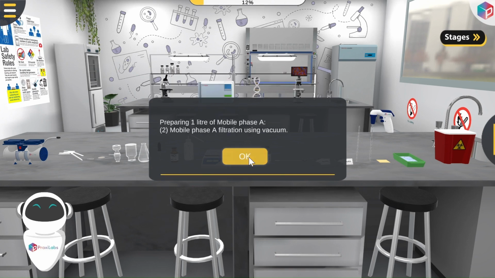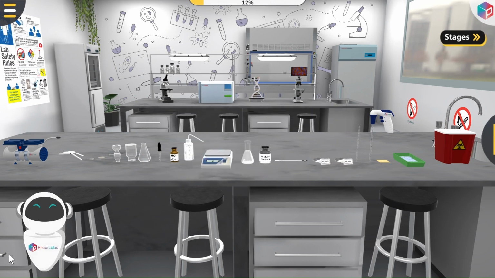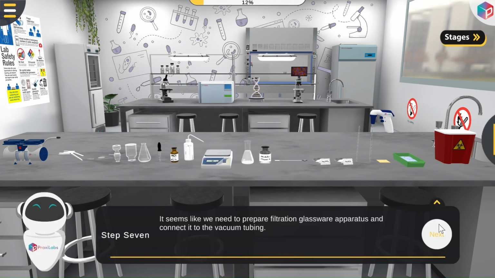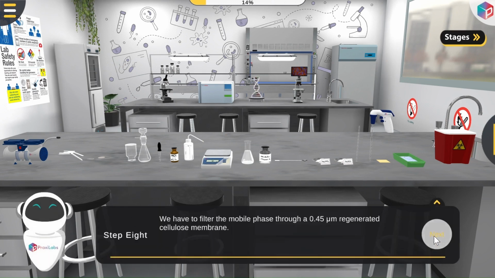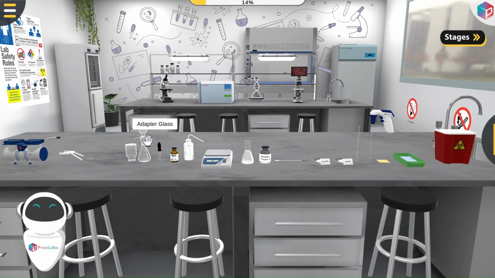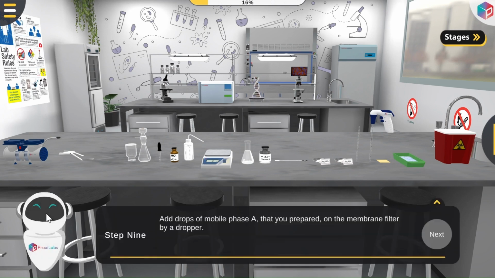2. Mobile phase A filtration using a vacuum. Step 7. Connect the flask to the adapter glass, which is then connected to the vacuum tubing. Step 8. Place the membrane at the center of the adapter glass using forceps. Step 9. Add drops of mobile phase A onto the membrane filter using a dropper.